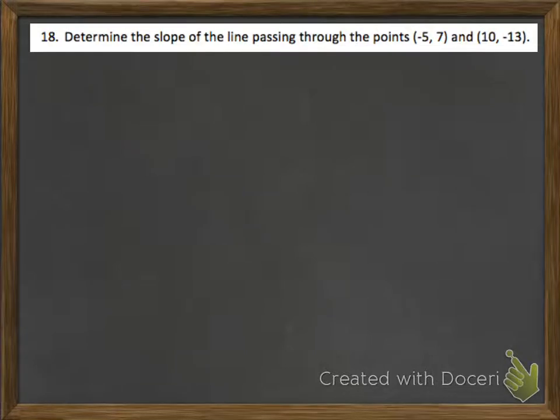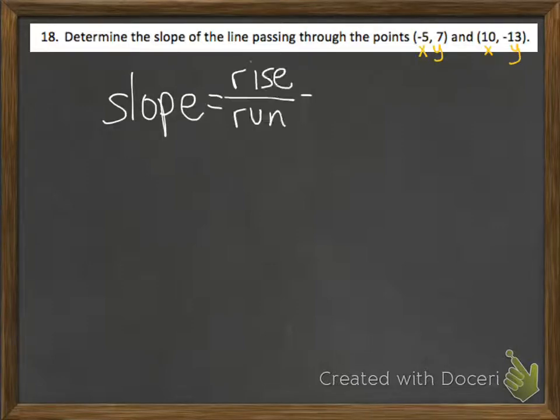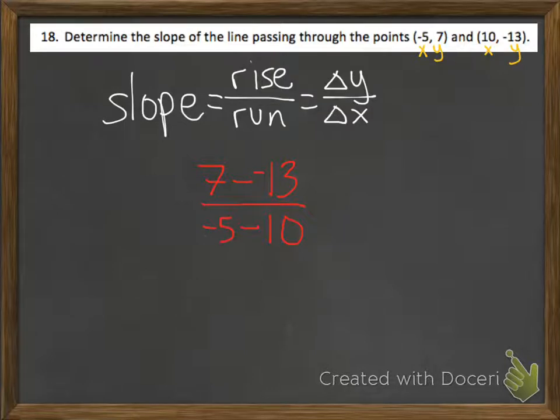Problem 18 wants us to find the slope of the line passing through the points (-5, 7) and (10, -13). The first thing we want to do is figure out which of our numbers are our x's and y's, and then we can remember that slope is rise over run, which is the change in y over the change in x. So I want to subtract my y's on the top of my fraction and subtract my x's on the bottom of my fraction. On top, then, we're going to have 7 minus -13. Because I started with 7, I need to start with -5 for my x's. So I have -5 minus 10 on the bottom.